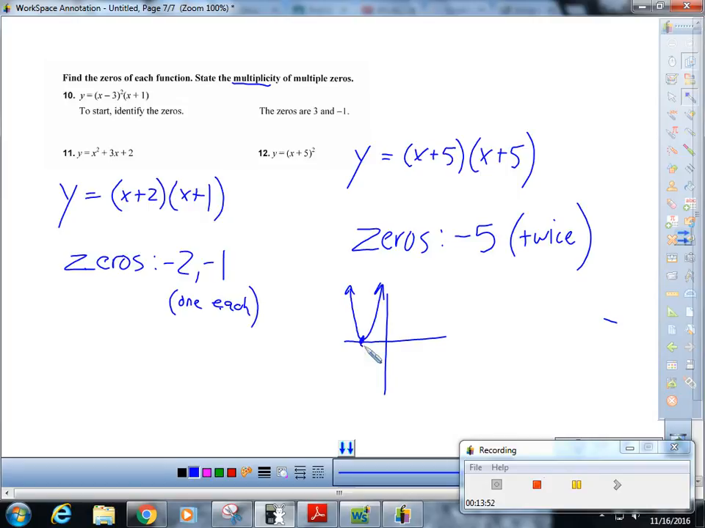Because we already learned, if you put a 5 inside the parentheses, it's just at left 5. I think we learned that once, and I remember it.